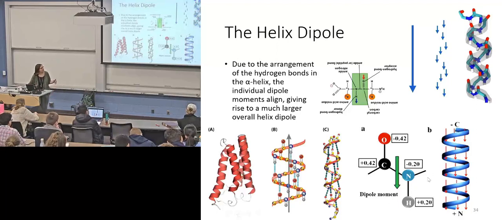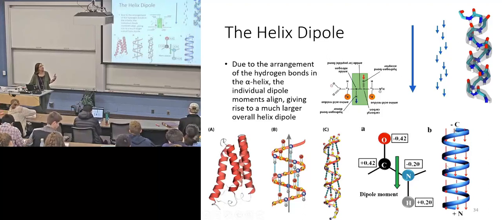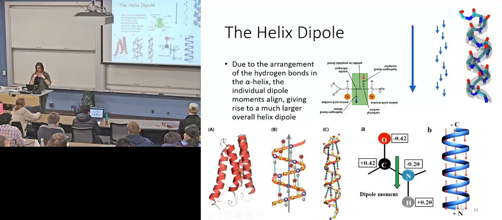But by convention, we have our arrows for the overall macro helix. Most of the resources you look at are going to show all these little individual dipoles of every single peptide bond pointing from the negative to the positive. So our carboxyl, our C terminus, is our negative side, and our amino side is our positive side overall. Okay. Any questions about the helix dipole?